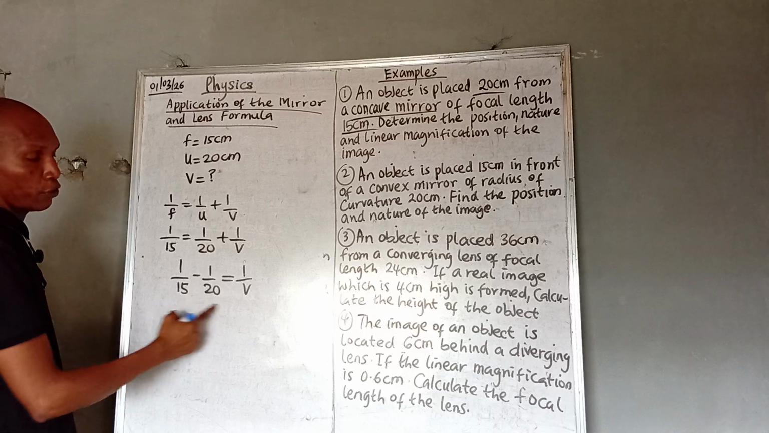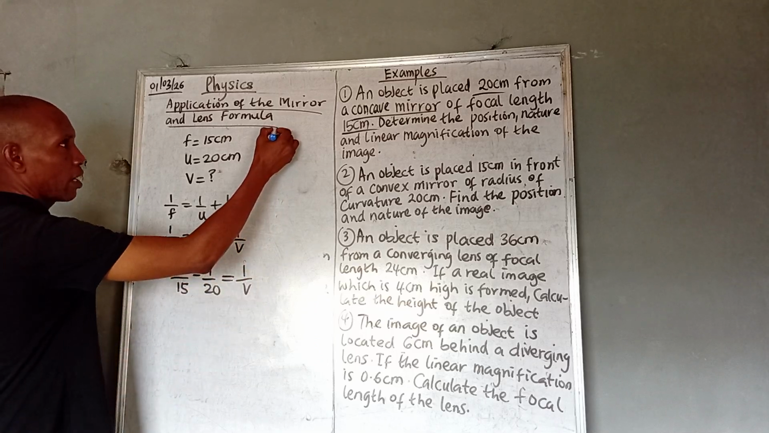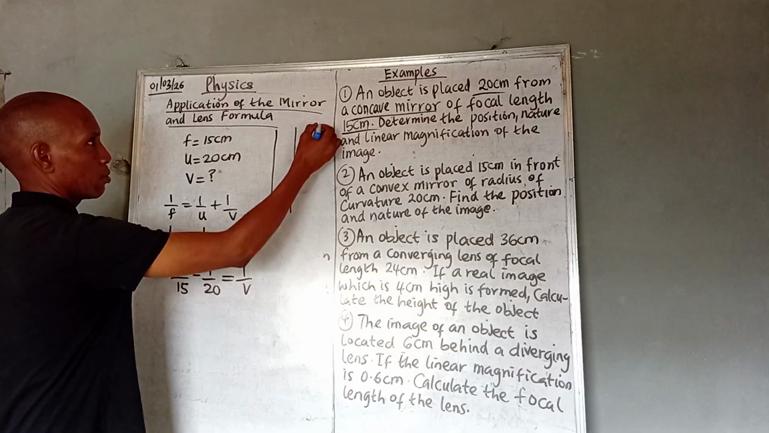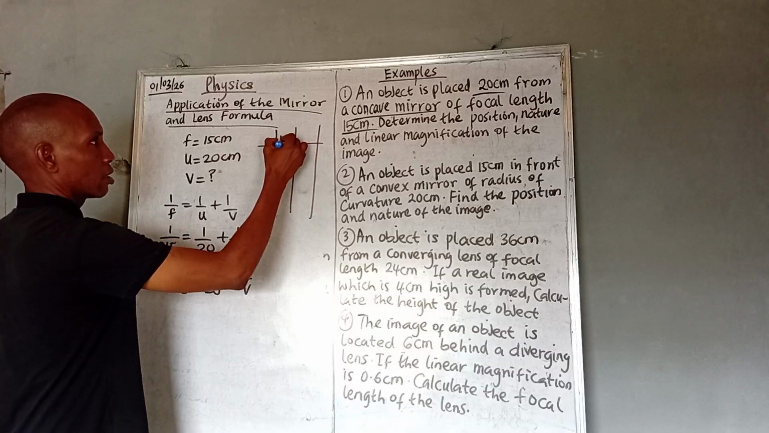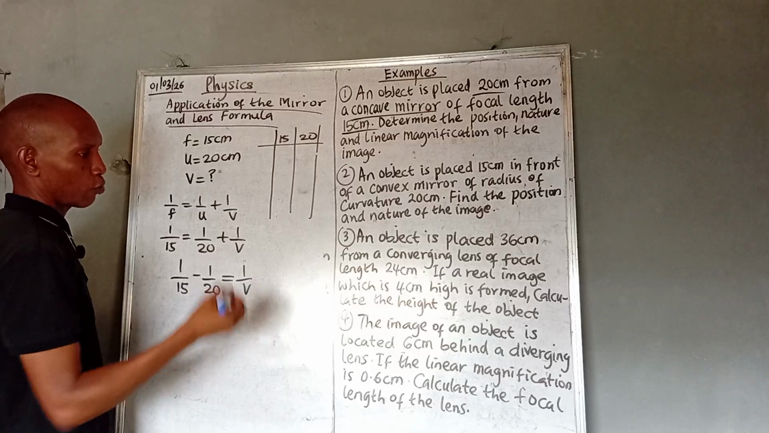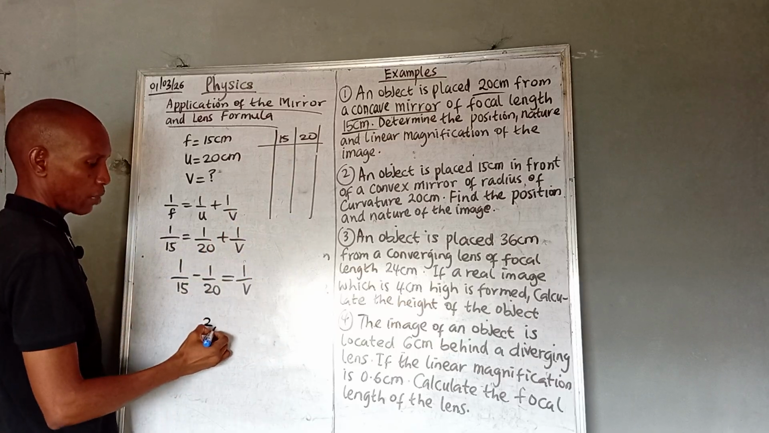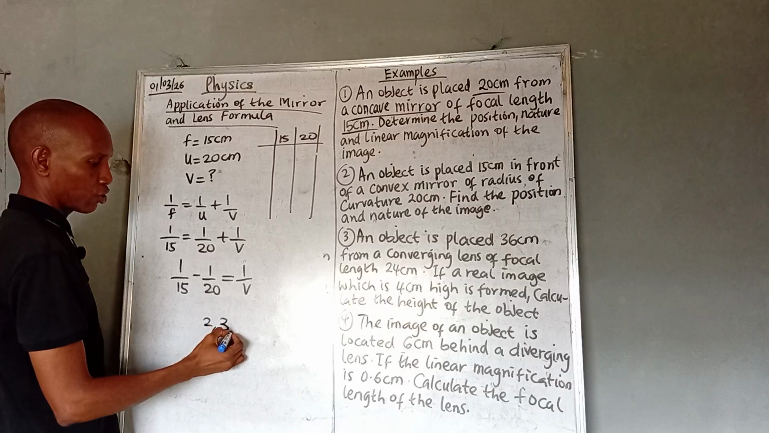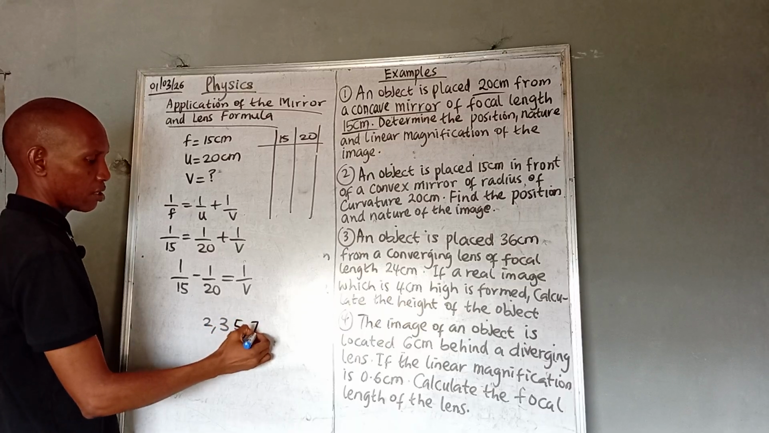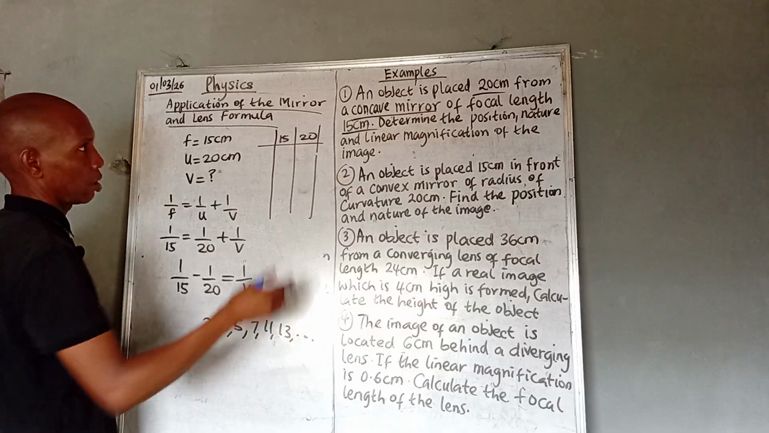So what is the LCM of 15 and 20? Let's find out the LCM. Take your mind back to LCM. Don't forget, when looking for LCM, you use only prime numbers like 2, 3, 5, 7, 11, 13, and so on. Use only prime numbers.